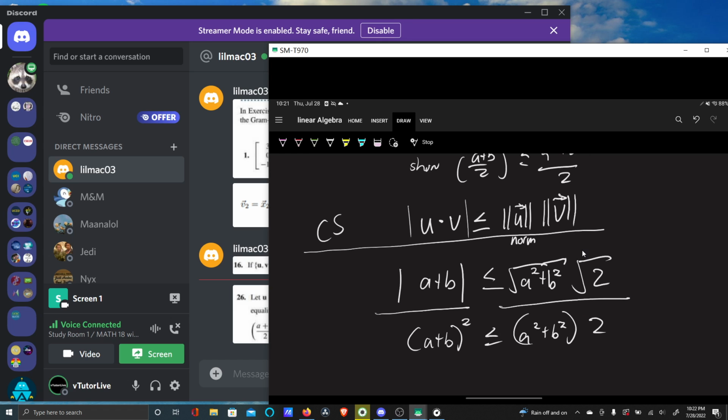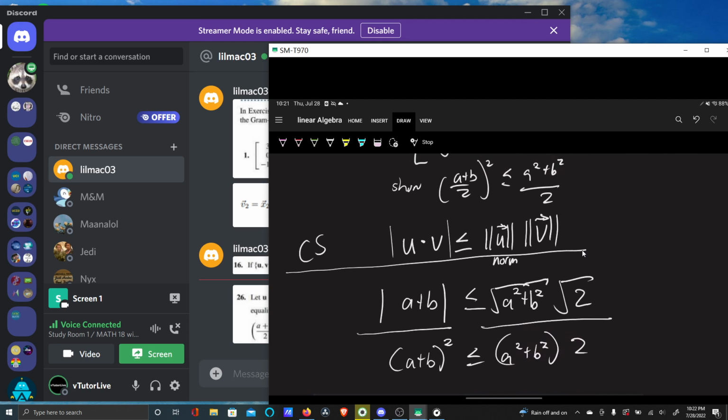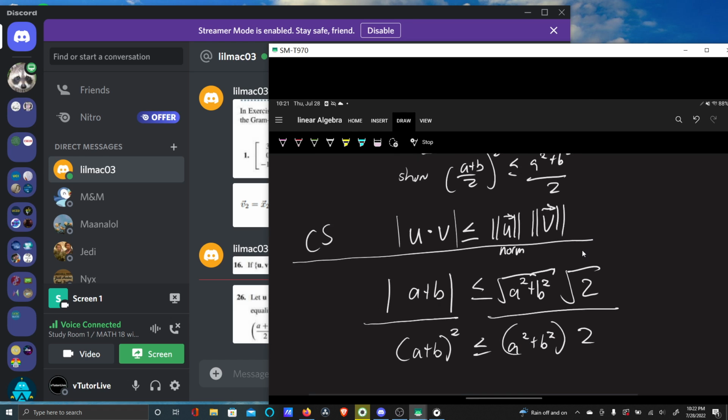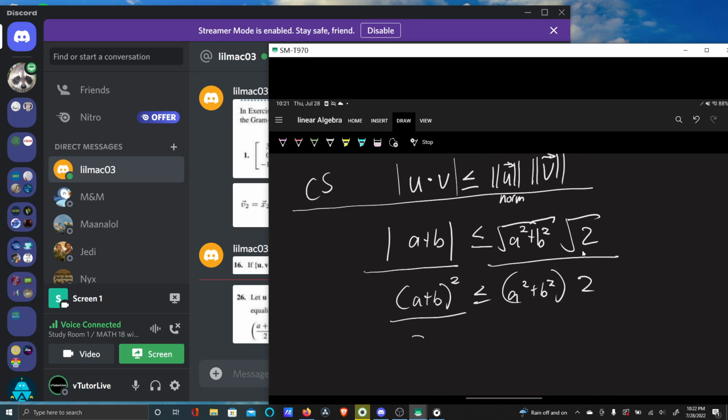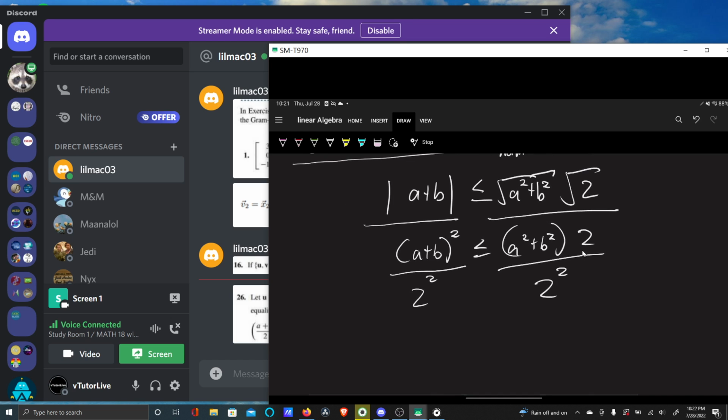At this point, we pretty much already have what they have. We just need to divide through by 2 squared, or 4, on each side. So then we can pull the 2 into the parentheses. This turns into (a plus b) over 2, squared, is less than or equal to (a squared plus b squared) over 2. Do you see that?